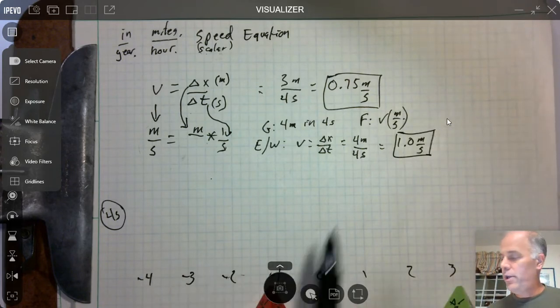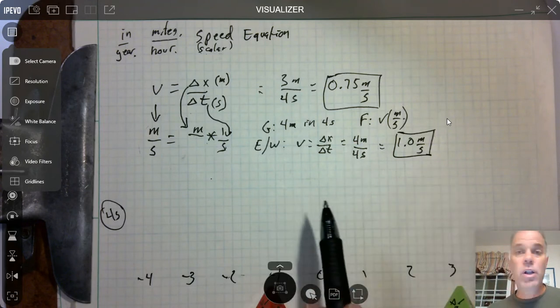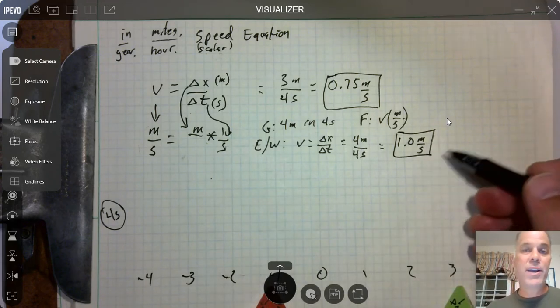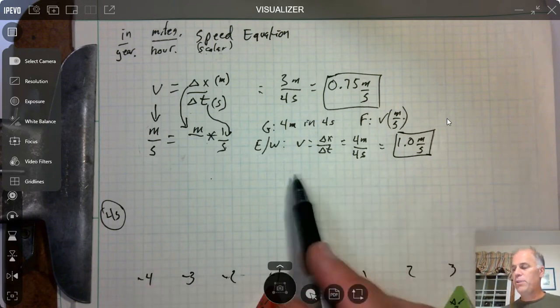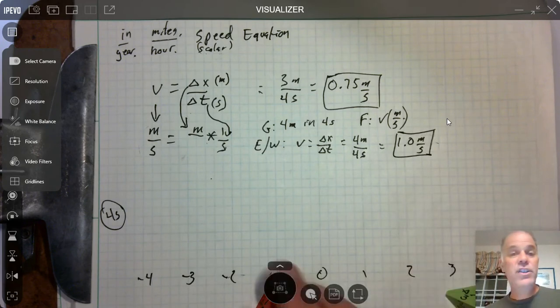Where this becomes an issue is like if we say you drove from your house, 2 kilometers in 5 minutes, and we want to find the answer in meters per second. Well, then you're going to have to do some conversions. How many meters is 2 kilometers? How many seconds is 5 minutes? So there's going to be some conversion factors in there, but you want to get down to meters per second. Okay, so that is the speed equation.